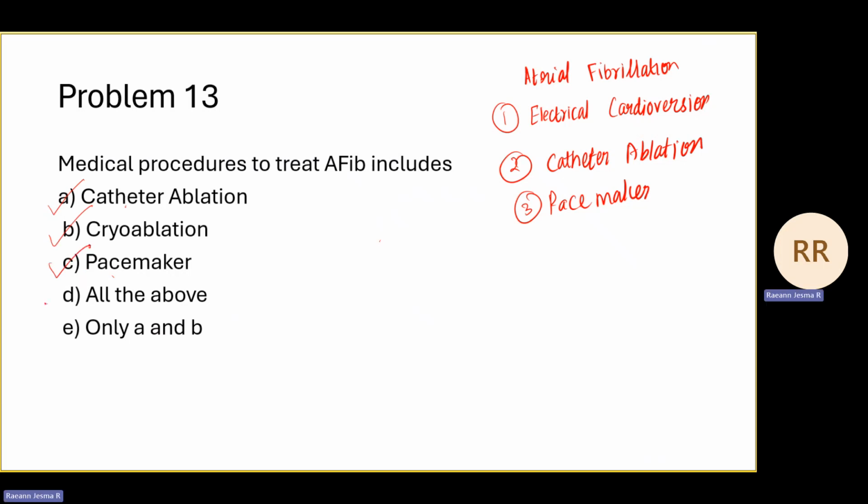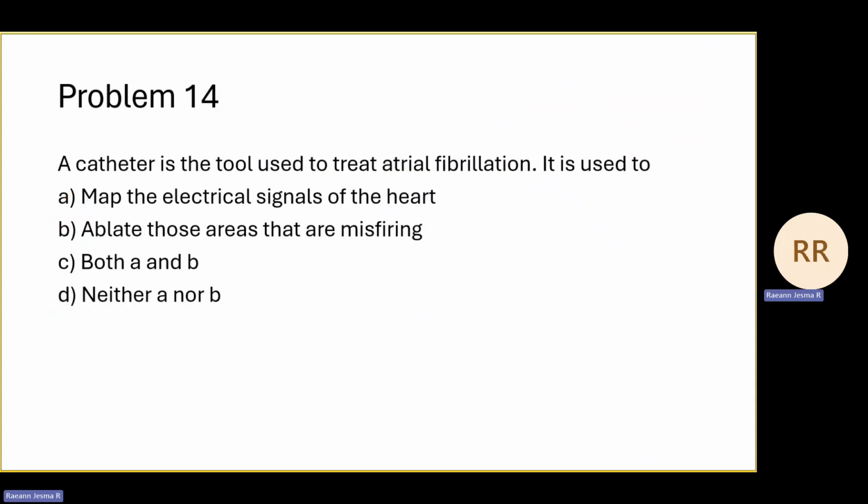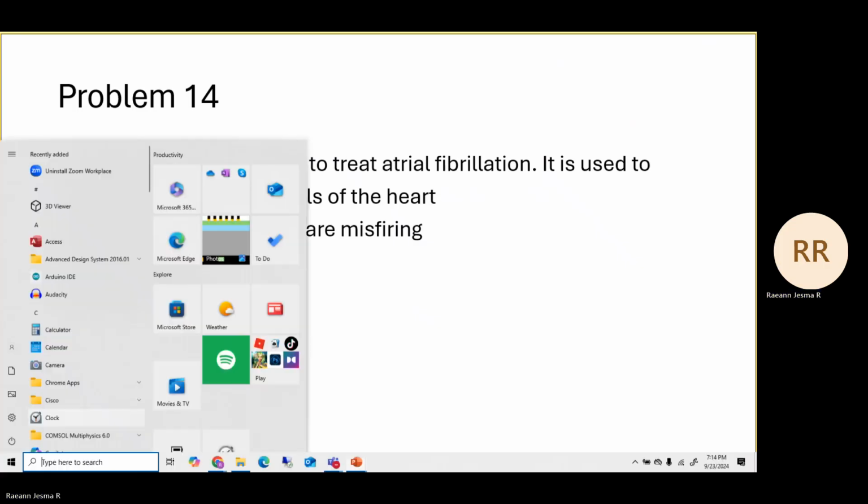So the correct answer is option D, all of the above. That is the correct answer. To treat atrial fibrillation, we use the three methods: catheter ablation, cryoablation, pacemaker. There is also a surgery option in order to treat atrial fibrillation. Now let us move on to problem 14.